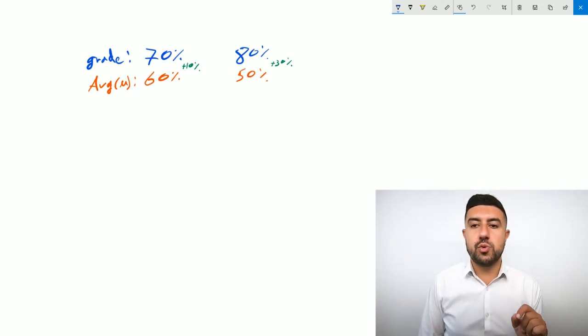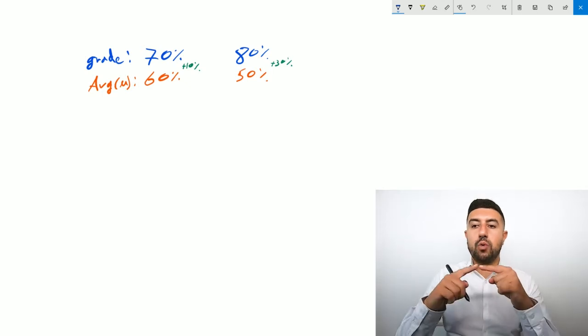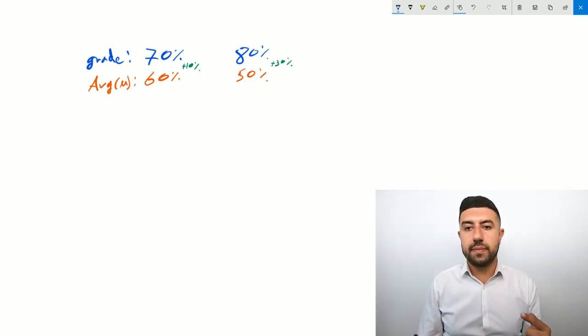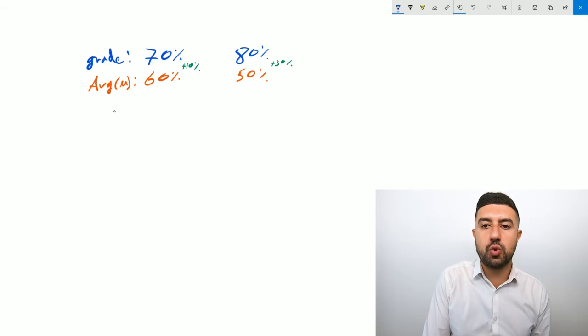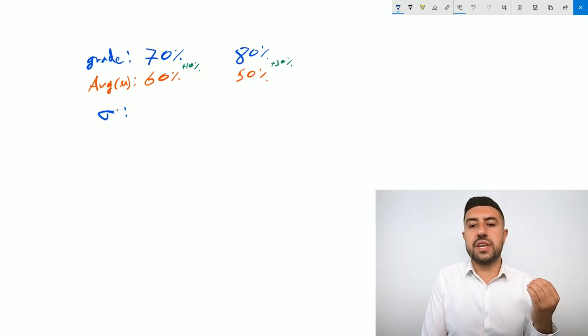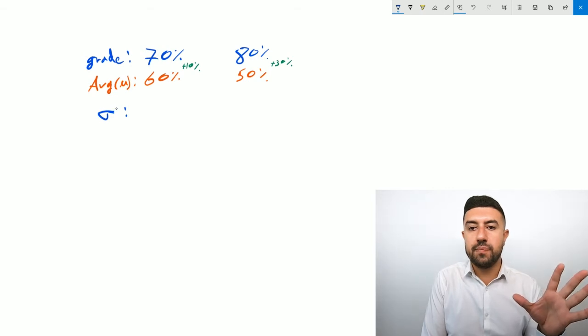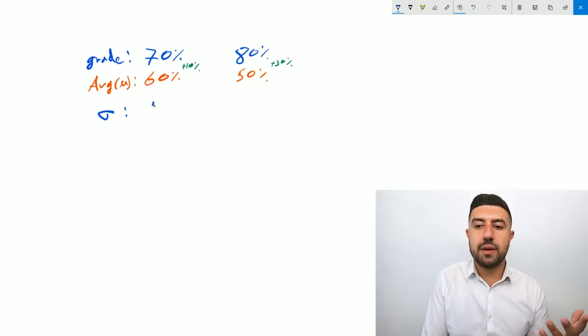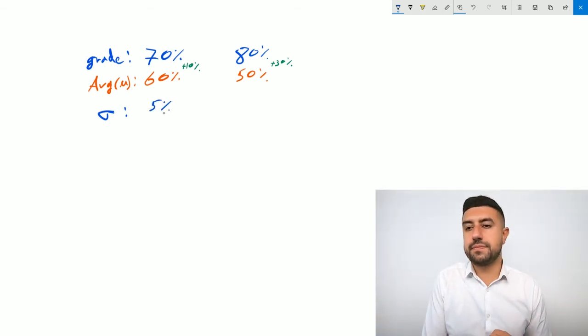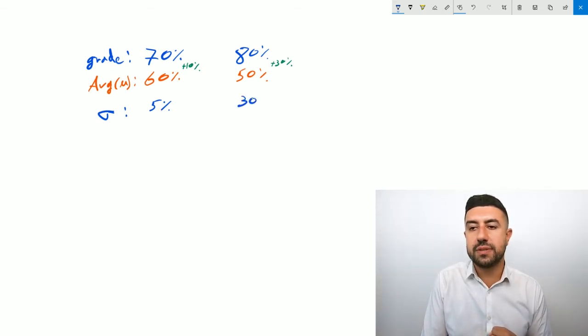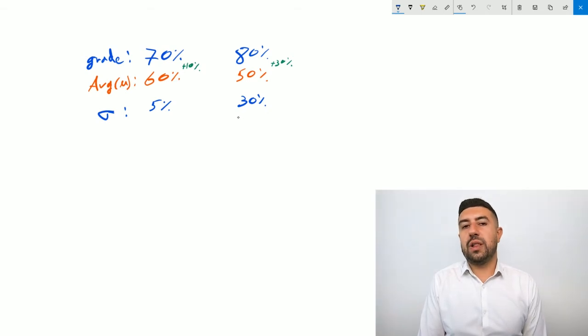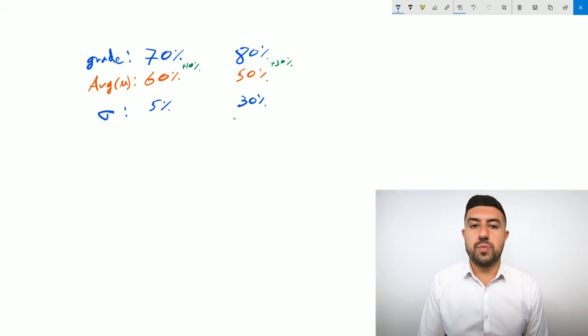What we need is to look at the dispersion of the grades, how far they are from the mean. And to do that, we can use what we call the standard deviation. I'm not going to go into the maths of that, but you can Google it. The standard deviation is going to tell you how dispersed the grades are. Now, let's say in your class, the standard deviation is 5%. And in your friend's class, the standard deviation is 30%. Well, now we have enough information to know who's better.